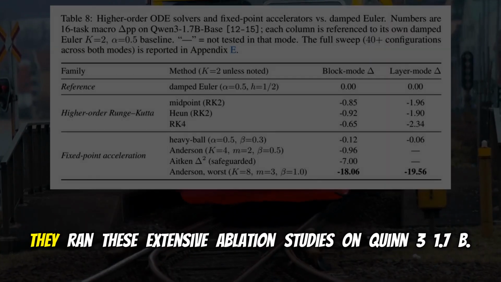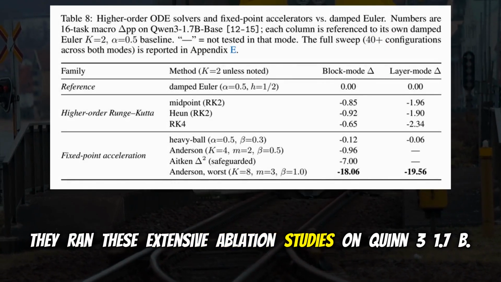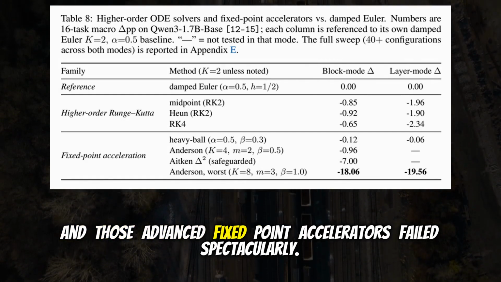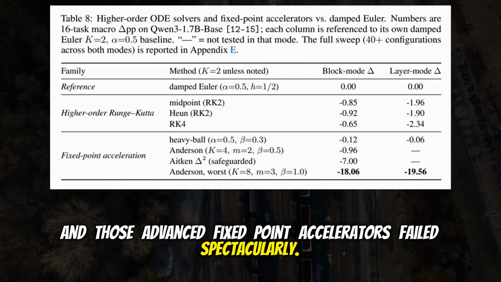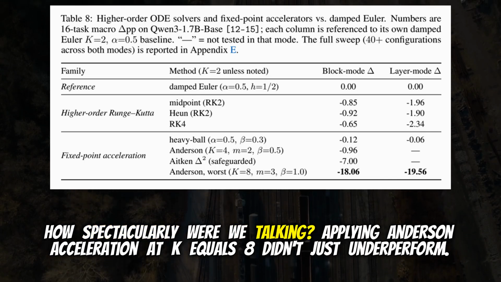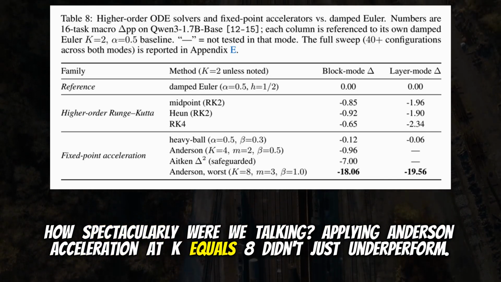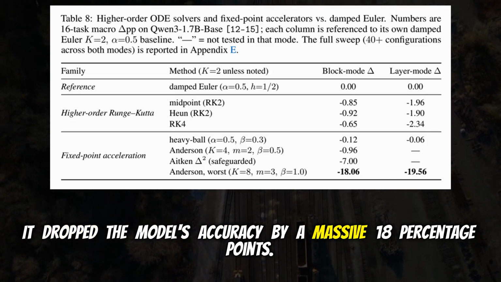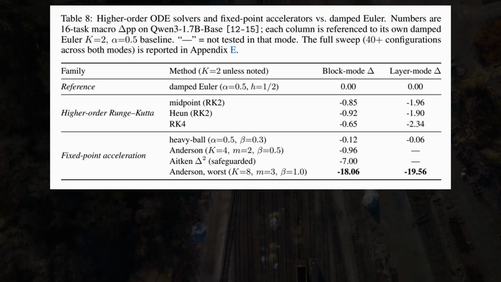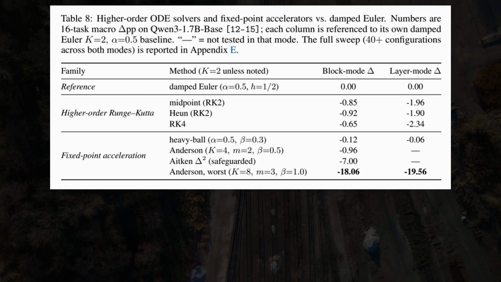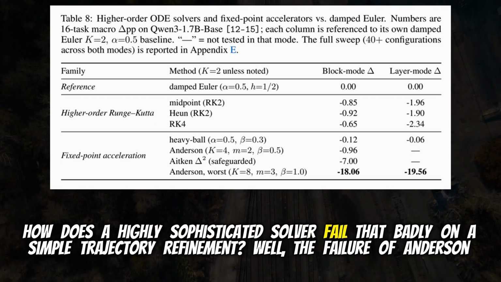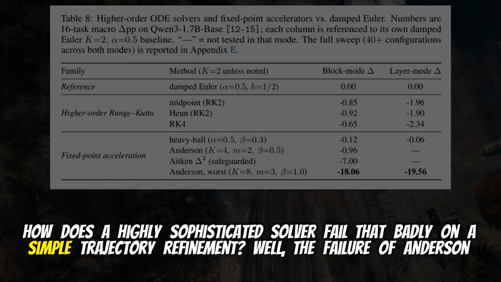Really? Yeah. They ran these extensive ablation studies on Qwen3 1.7b, and those advanced fixed-point accelerators failed spectacularly. How spectacularly were we talking? Applying Anderson acceleration at k equals 8 didn't just underperform. It dropped the model's accuracy by a massive 18 percentage points. Wait, minus 18 points. Minus 18. How does a highly sophisticated solver fail that badly on a simple trajectory refinement?